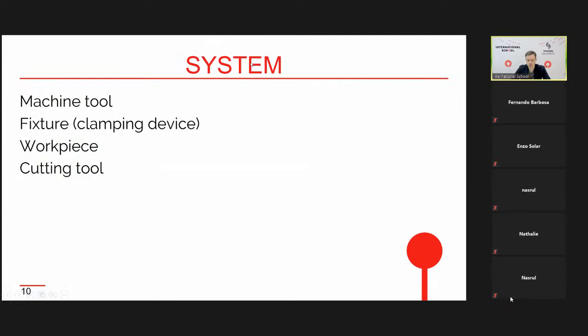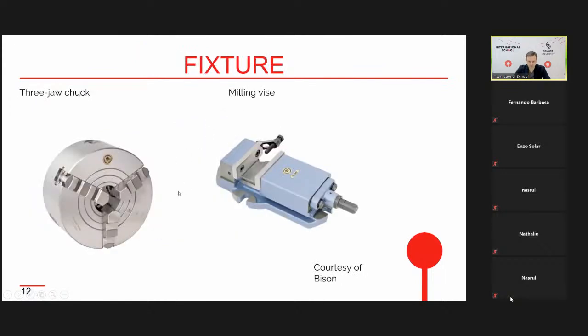Okay, we are talking about the technological system, and there are 4 parts of the technological system. We've just discussed the machine tool, and now we are going to discuss fixture. Here you can see examples of different fixtures, of devices that are used for clamping the workpiece, for holding the workpiece. This is a 3-jaw chuck.